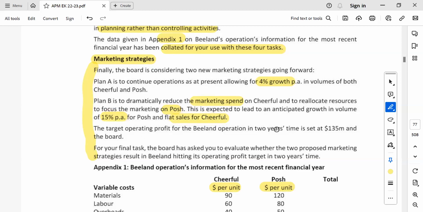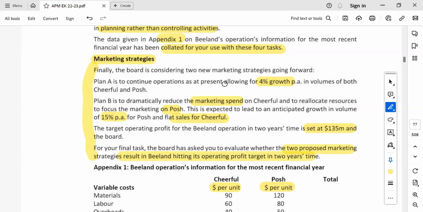The target operating profit for B-Land operation in 2 years' time is set at 135 million. For your final task, the board has asked you to evaluate whether the two proposed marketing strategies result in B-Land hitting its operating profit in 2 years' time. So, what do they want? They want to actually increase the operating profit in 2 years' time to be 135 million.